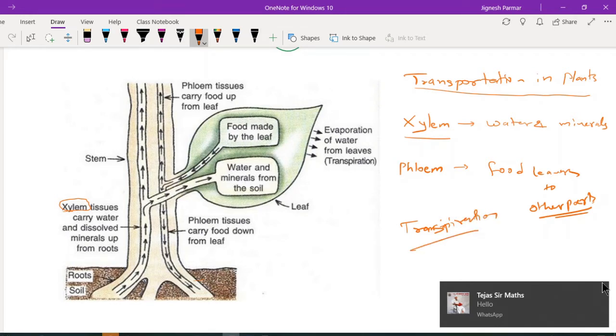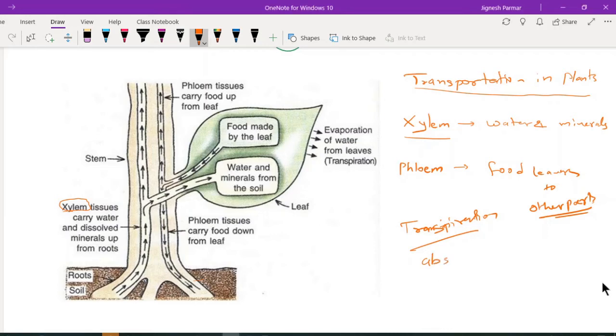So what are they doing? They are doing a very nice thing over here. It helps in absorption.